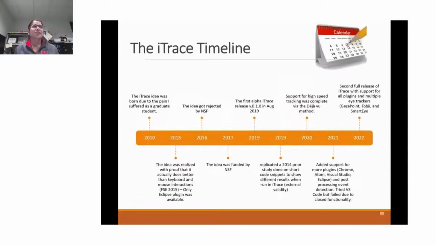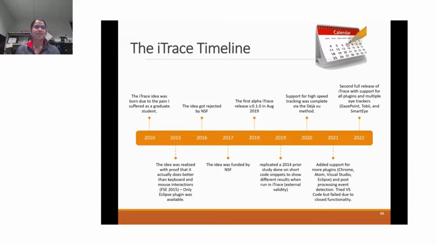So the iTrace timeline. It started off as an idea I had in 2010. The idea was actually realized with proof in 2015 that it actually worked. That was the FSC paper I talked about. We only had the Eclipse plugin at the time. We applied for a grant in 2016, it was rejected, but then we resubmitted in 2017. Finally, it was accepted.